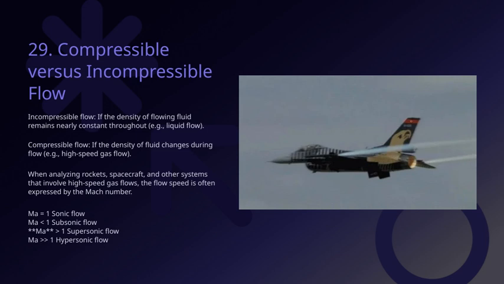Next, let's talk about compressible versus incompressible flow. Compressible flow occurs when the density of the fluid changes significantly during flow, which is typical in high-speed gas flows like those in rockets. In contrast, incompressible flow happens when the fluid's density remains nearly constant throughout the flow, which is usually the case with liquids moving at relatively low speeds. Understanding whether a flow is compressible or incompressible is crucial because it influences how we model and analyze these systems. High-speed flows are generally compressible, requiring specific equations and considerations, whereas low-speed flows can often be treated as incompressible for simplicity.